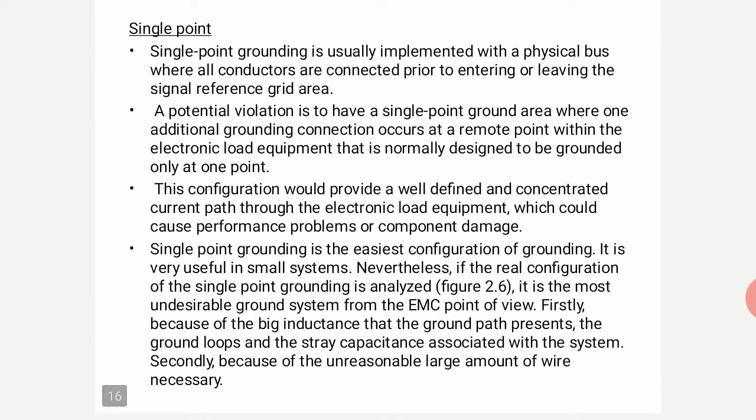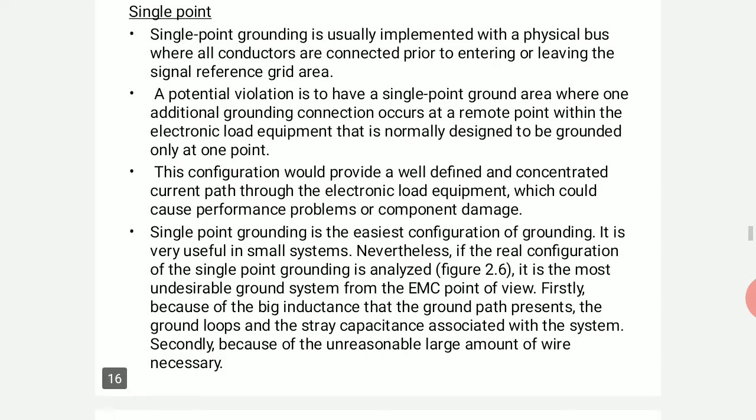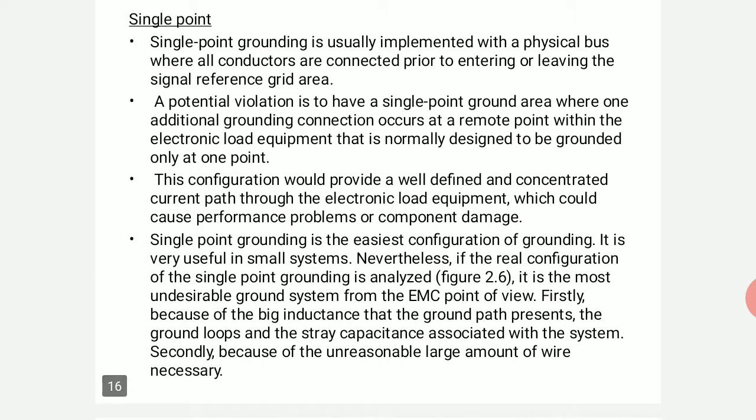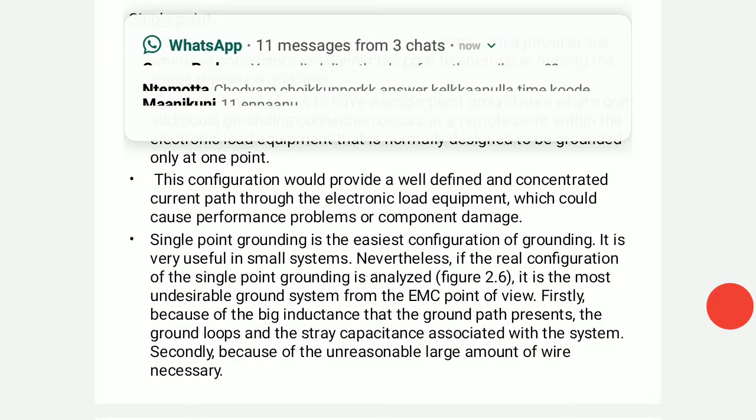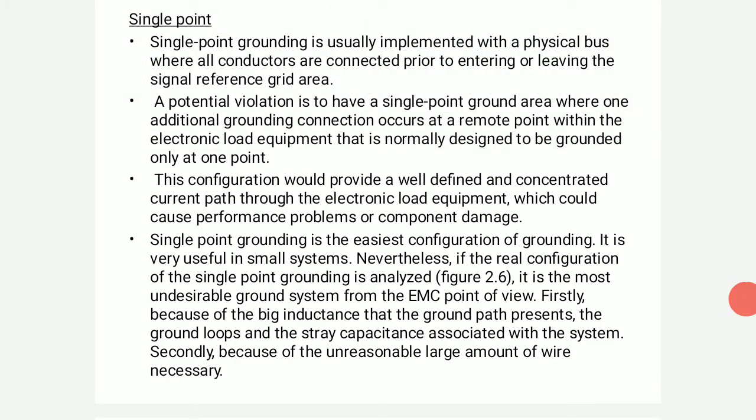Now, single point grounding is usually implemented with a physical bus where all the conductors are connected prior to entering or leaving the signal reference grid area. This configuration would provide a well-defined and concentrated current path through the electronic load equipment, which could cause performance problems or component damage. Now, this is the easiest configuration of grounding and is very useful in case of small systems.